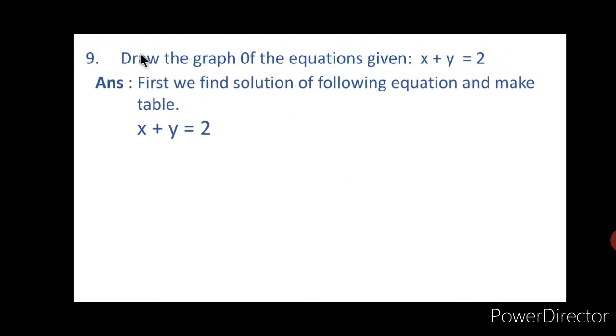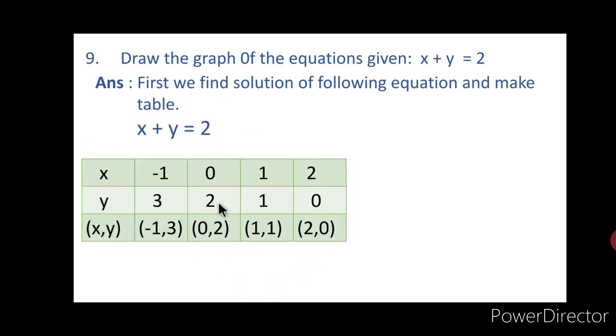Next question is, draw the graph of the given equation x plus y is equal to 2. First we find the solutions of the equation and make the table. Here, in the first table, the values of x are minus 1, 0, 1 and 2, and their corresponding values of y are 3, 2, 1 and 0.